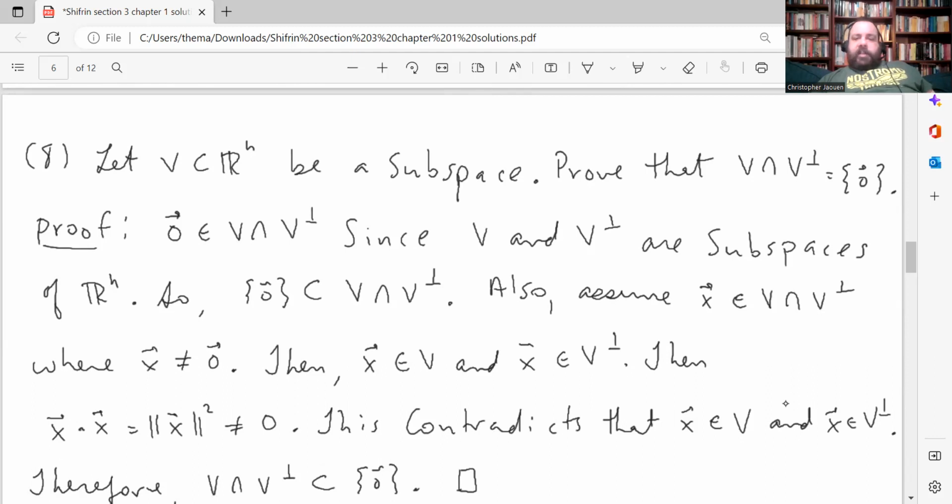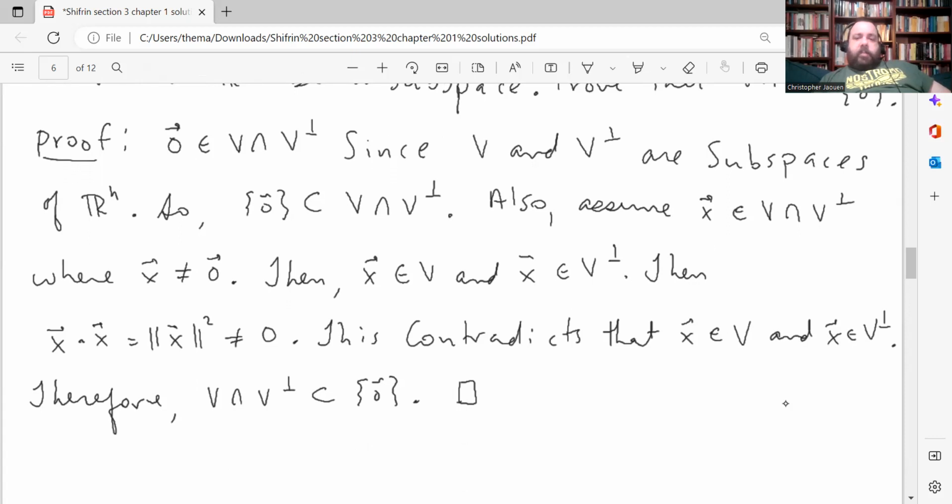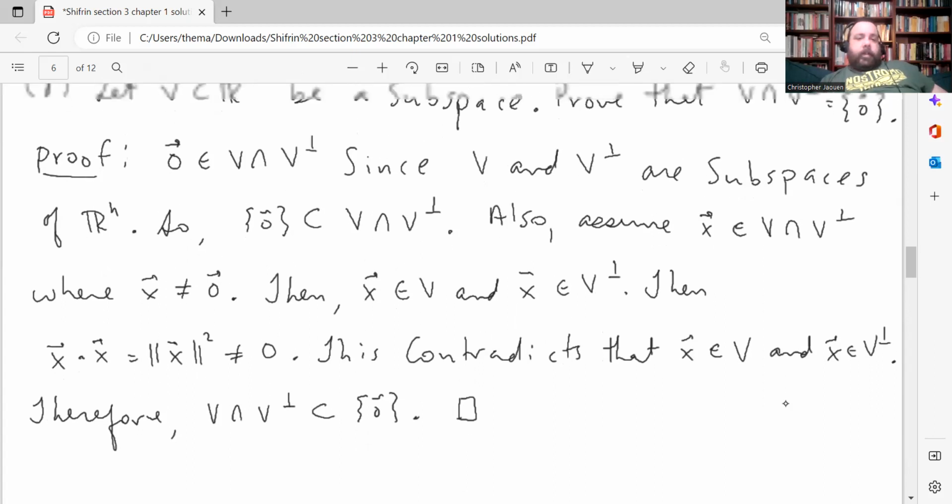Also assume x is another vector in V intersect V perp, where x is not the zero vector. So assume that there's something in the intersection other than the zero vector. Then again, x is in V and x is in V perp, just by the definition of the intersection. And that means that if you take x dot x, you should get 0, right? Because of the definition of V perp. But x is not the zero vector. So when you take x dot x, you get the length of x squared, which is not 0. And that's a contradiction. Therefore, the only thing that's in the intersection is the zero vector. All right, that's the proof of that.